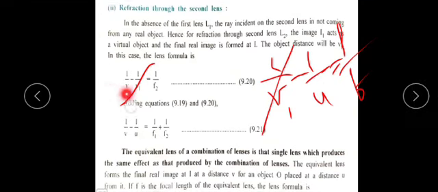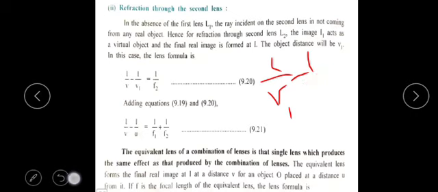1 by V remaining here, then minus 1 by U here, is equal to the RHS side. The RHS is 1 by F1 plus 1 by F2. So this is equation number 9.21. From these equations, it is concluded that there is an equivalent lens.